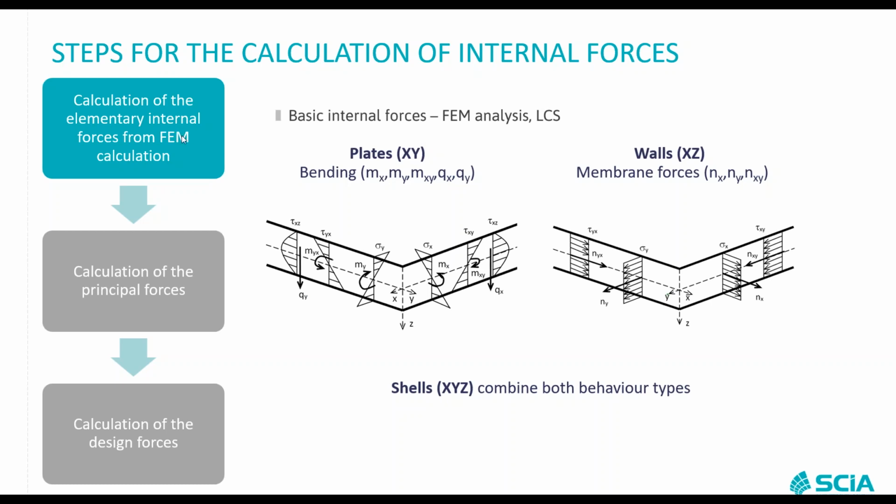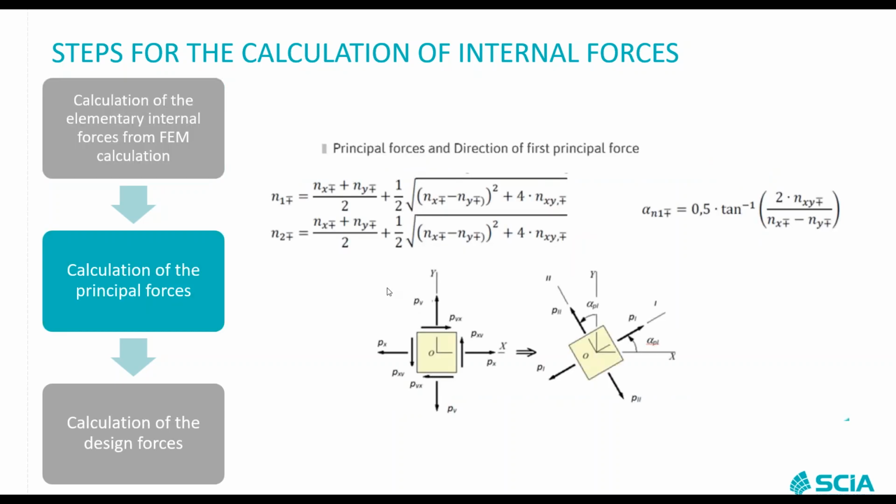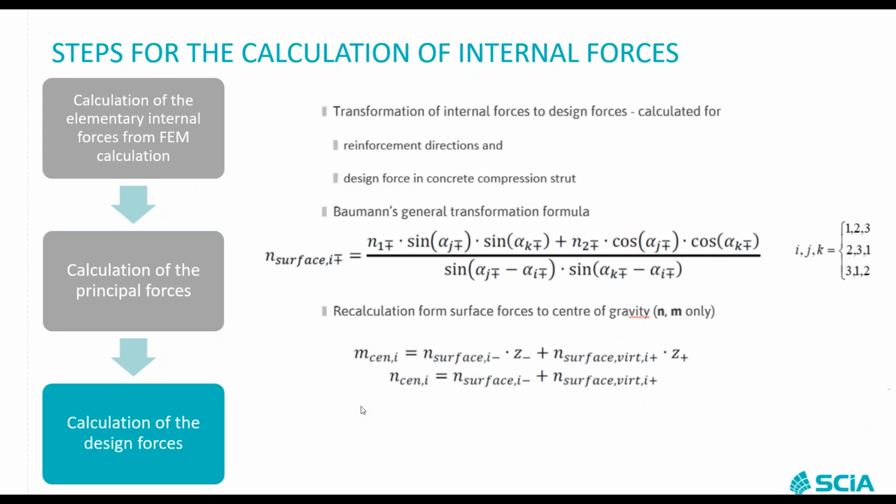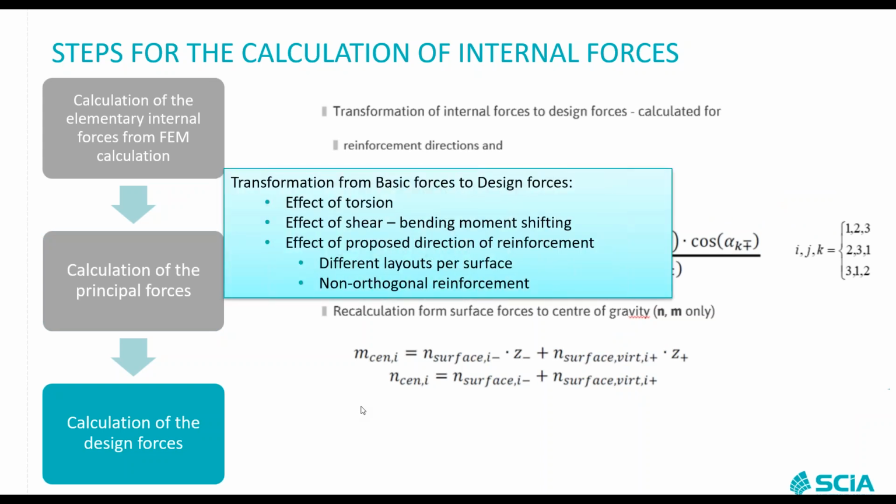First of all, we calculate the elementary internal forces, which, as you are familiar with, are mx, my, mxy, etc. Then in the next step, we calculate the principal forces, and we do the calculation in the center of the cross section and on the surfaces of the cross section on the top and bottom side. And finally, we calculate the design forces. In the design forces, we use the Bowman transformation method, where we transform the internal forces in the direction of the reinforcement.